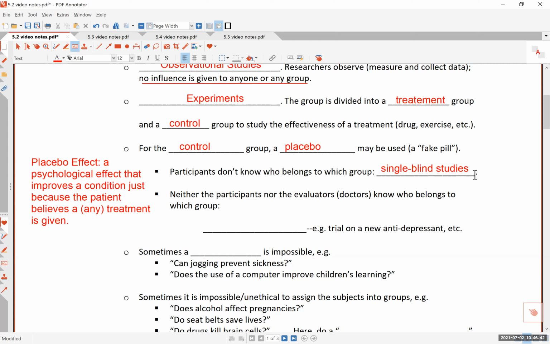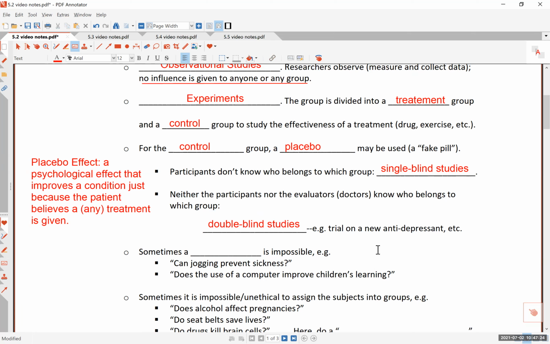Those are usually doctors or whoever is assessing the patients. If the assessors, if the doctors know which ones belong to the treatment group and which ones are getting placebos, sometimes the doctors, the ones who are assessing the conditions, may get biased opinions. And in order to avoid that, sometimes we make sure that the doctors themselves don't even know which ones belong to the control group and which ones are in the treatment group. If that's the case, we call that kind of a careful study a double-blind study.